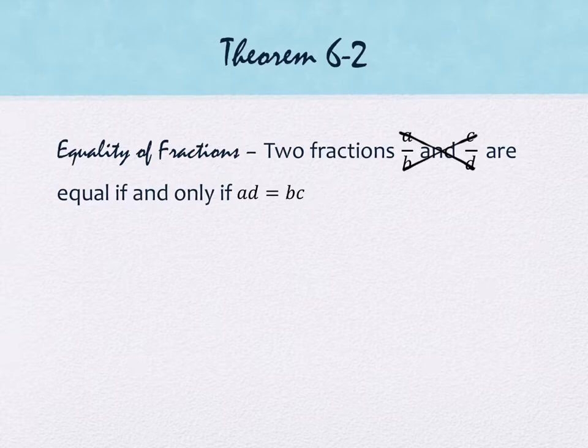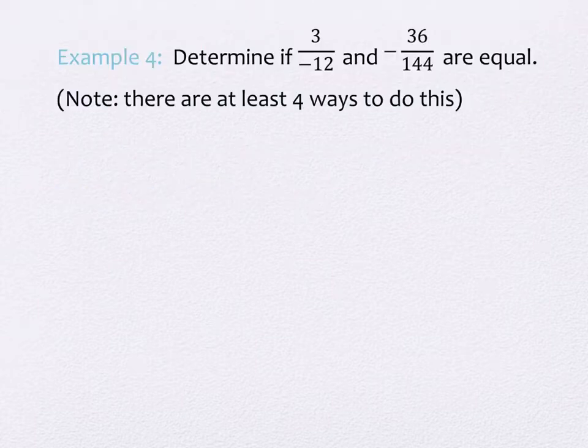Okay, this is a really nice way. It's very straightforward. You're just doing a couple of multiplication steps. Feel free to grab your calculator out if you haven't already. And we're going to take a look at 4 ways of finding out if the fractions 3 over negative 12 and negative 36 over 144 are equal. So we'll do the first one that we just saw, which is the method of Theorem 6.2.